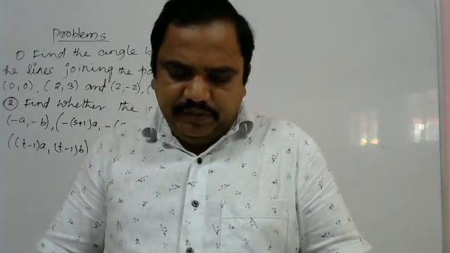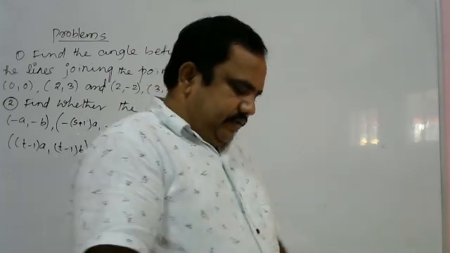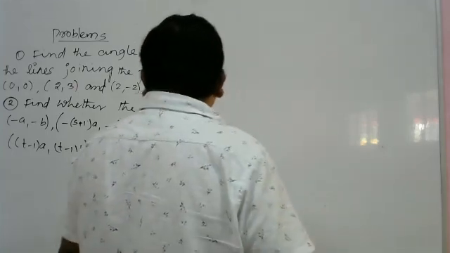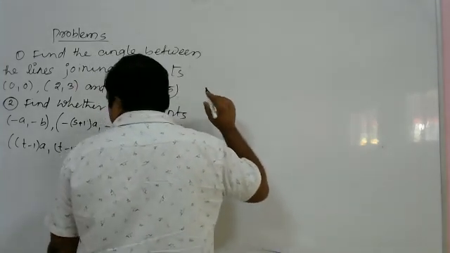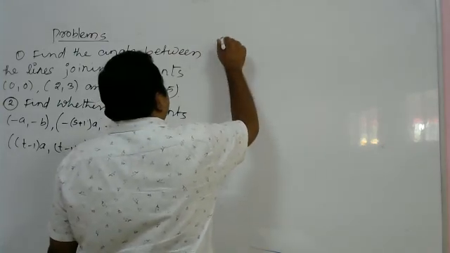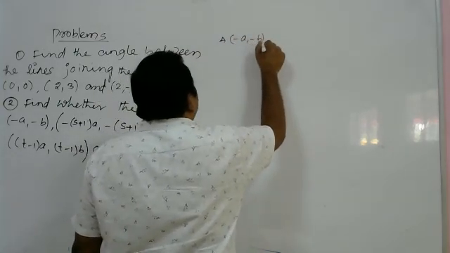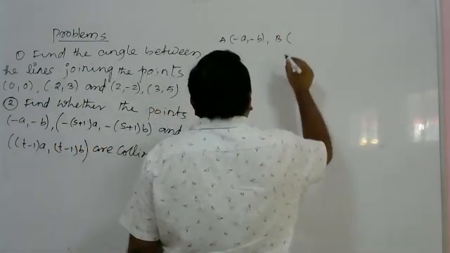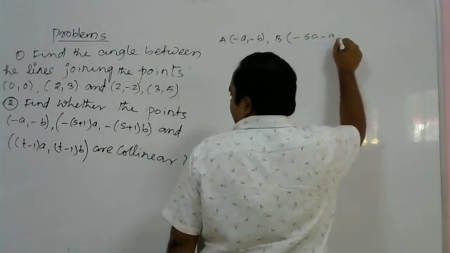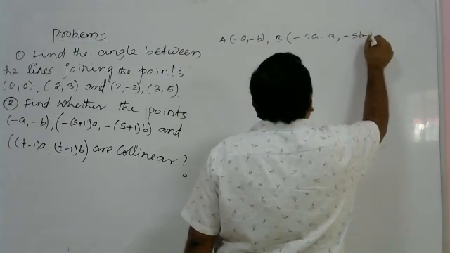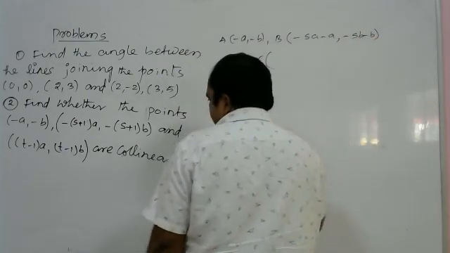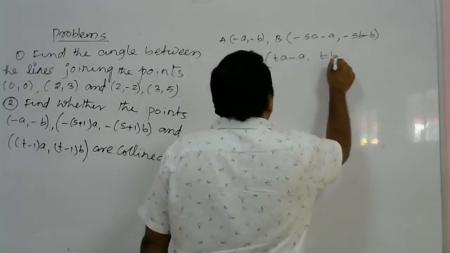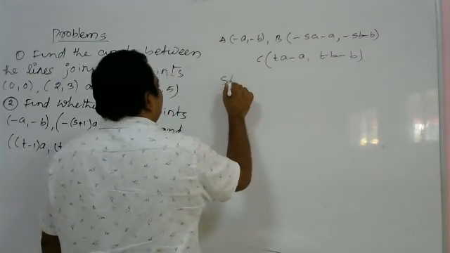Tan b by a, so therefore b by a. See, A is (minus a, minus b). B point is what? (Minus sa, minus a), (minus sb, minus b). And C point is what? (ta minus a), (tb minus b). First, the slope of AB.